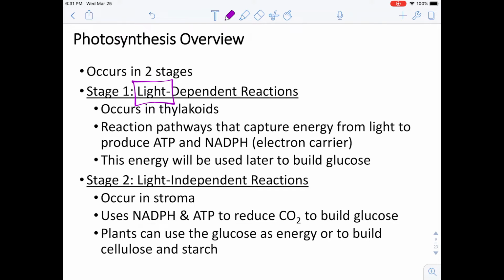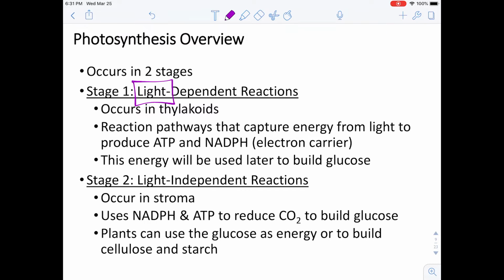As you increase light, you can actually increase the speed or the rate of the light-dependent reactions. But there is a max. There's only so much sunlight you can put on a plant, and it's doing photosynthesis as fast as it can. So at that point, it wouldn't matter if you kept increasing light intensity.